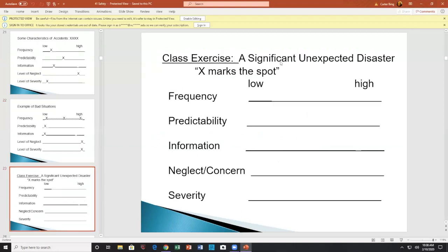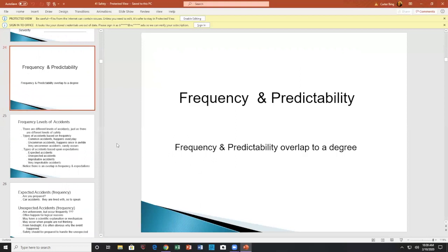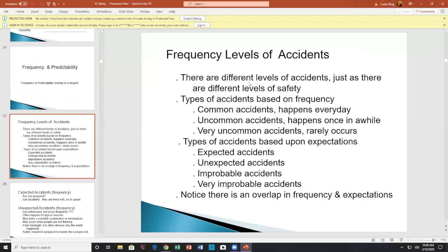So I'll give you a class exercise. A significant unexpected disaster. X marks the spot. Go ahead and rate your accident, see where it is. Frequency and predictability, well, these sort of overlap to a degree. Different levels of accidents, just as there are different levels of safety. Types of accidents based upon frequencies: common accidents will occur every day, uncommon accidents once in a while, very uncommon accidents rarely occur. Types of accidents based upon expectations: expected accidents, unexpected accidents, improbable accidents, very improbable accidents.